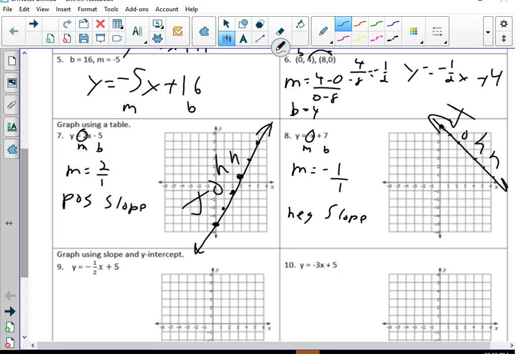Okay, so on the first one, which way is my name and your name going? Uphill or downhill? Okay? On the second one, is your name and my name going uphill or downhill? Down. Okay. So, which way is positive? Uphill or downhill? Up. Which way is negative? Uphill or downhill? Down.